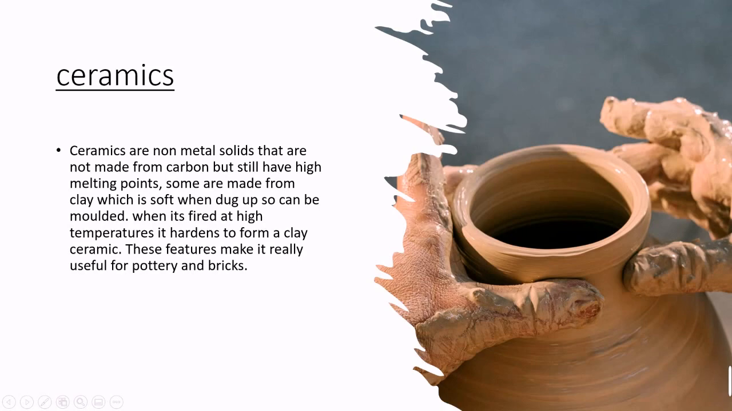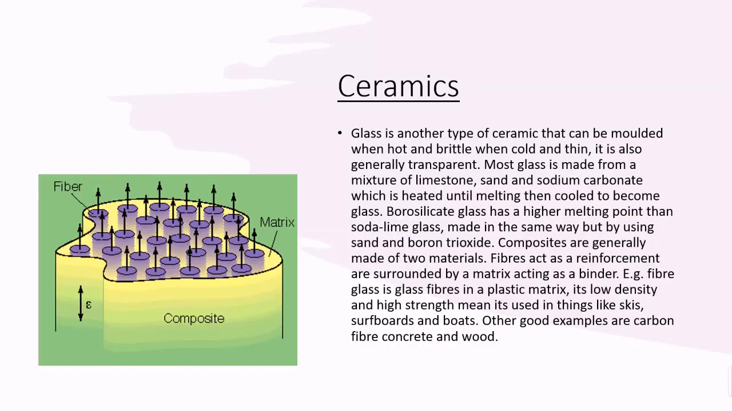Topic 10. Using resources. Ceramics are non-metal solids that are not made from carbon but still have high melting points. Some are made from clay, which is soft when dug up so can be moulded. When it is fired at high temperatures, it hardens to form a clay ceramic. These features make it really useful for pottery and bricks.